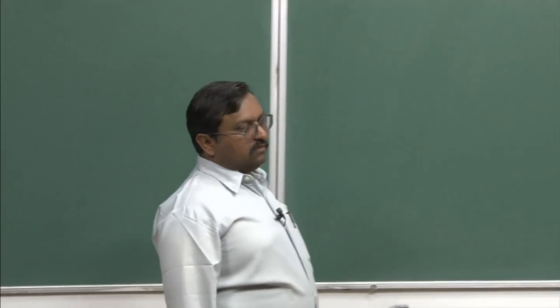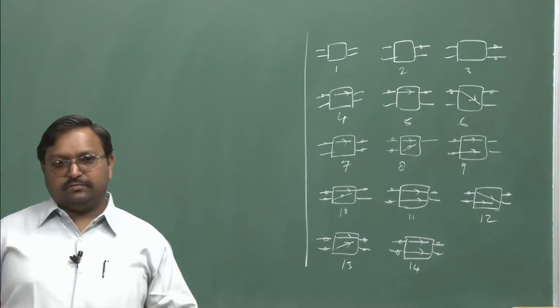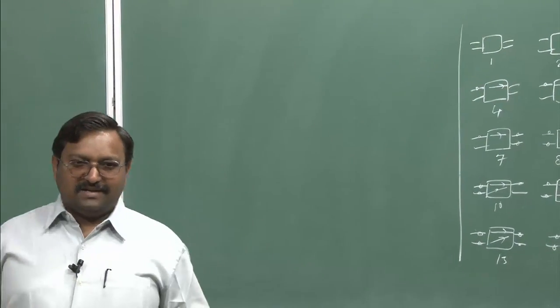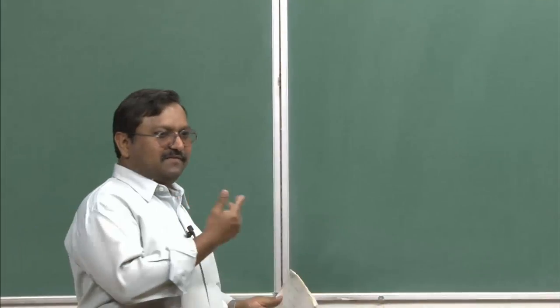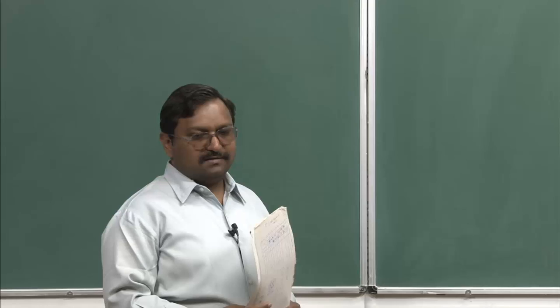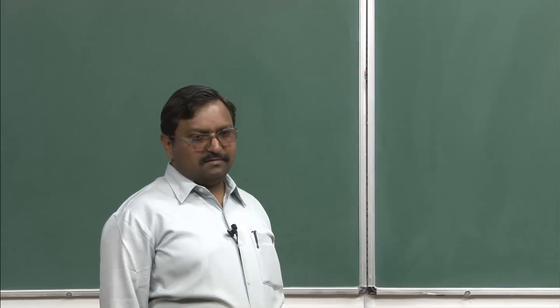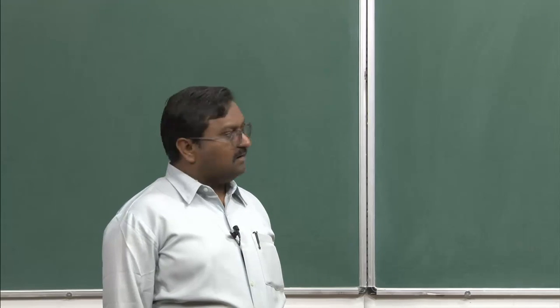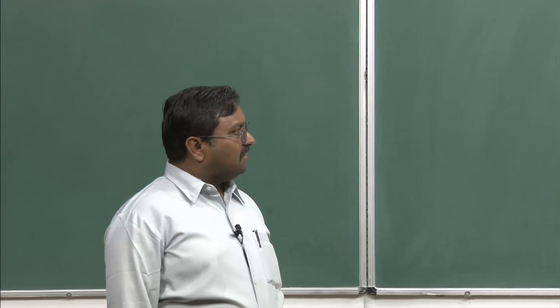I have just redrawn all the 14 states. These were the same ones I used last time, because we need to keep on referring to them. When you are calculating the probability, you are considering half and one state, or the number of packets there are.